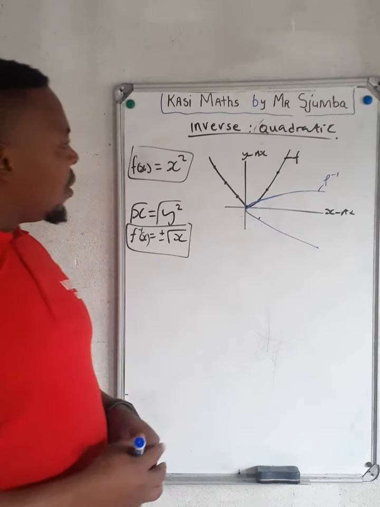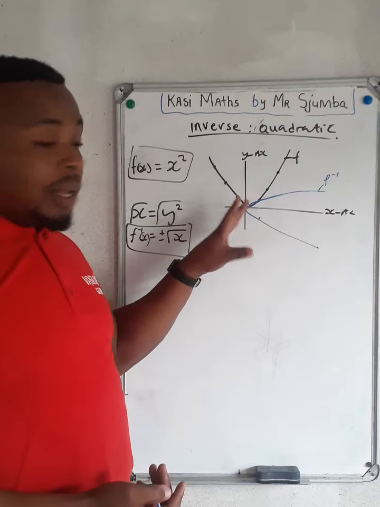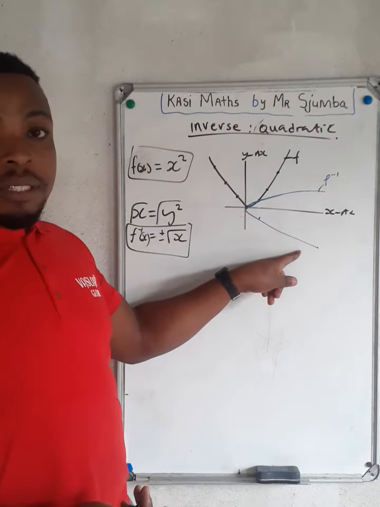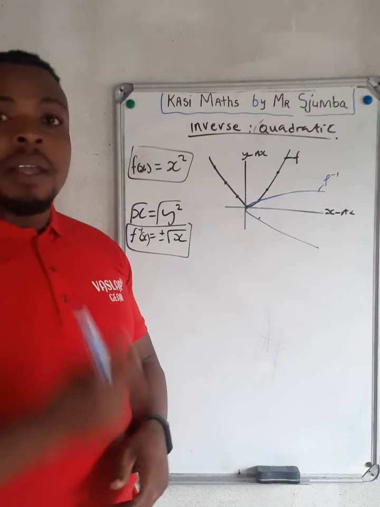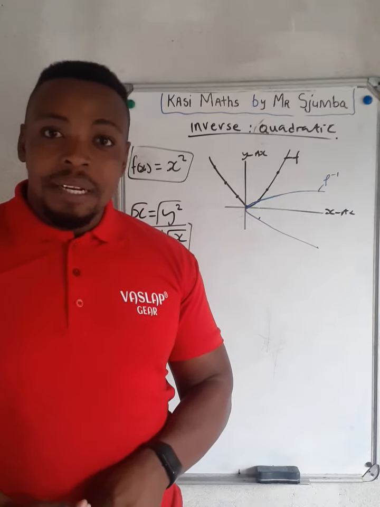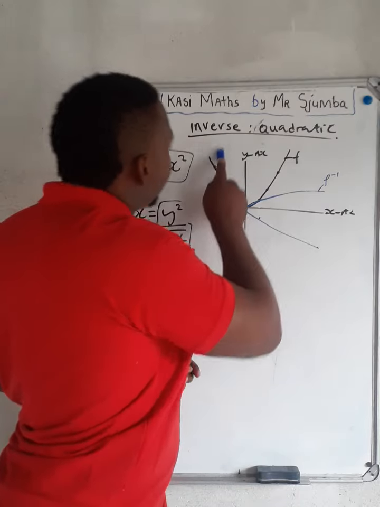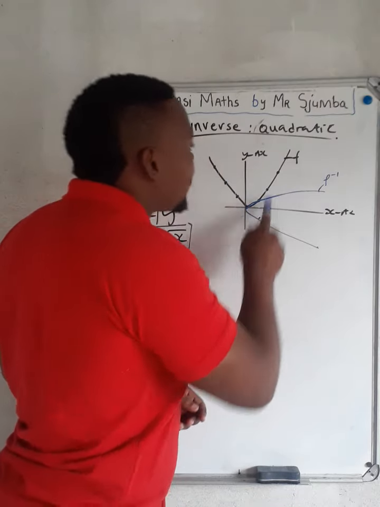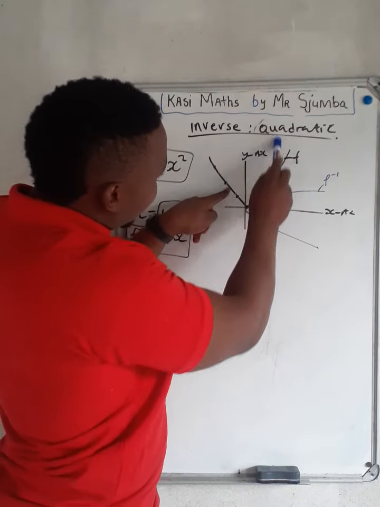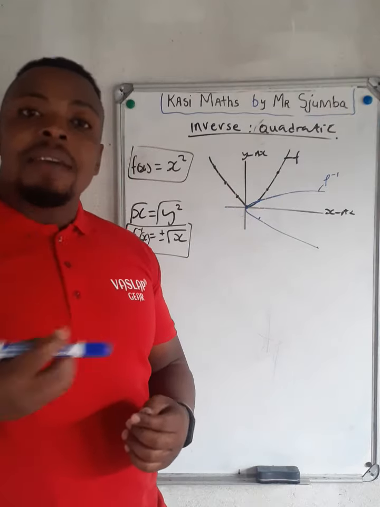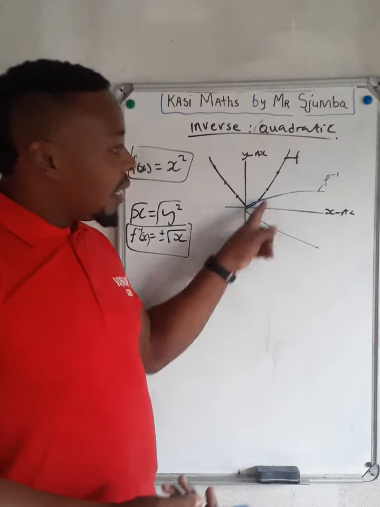Okay, so let's check here. We have the graph of f and the graph of f inverse. We want to know whether f is a function. A function is a graph that passes the vertical line test. If you draw a vertical line, the graph must touch it once. Each time you draw a vertical line, it touches once, meaning that f is a function because it passes the vertical line test. Now f inverse, the inverse of f.